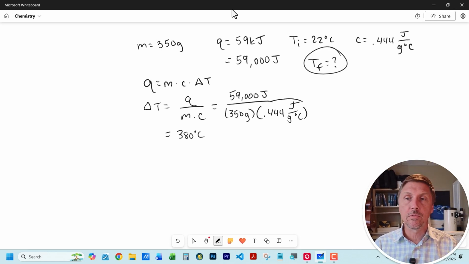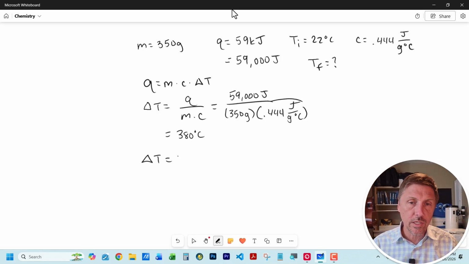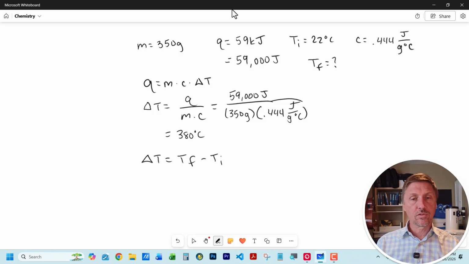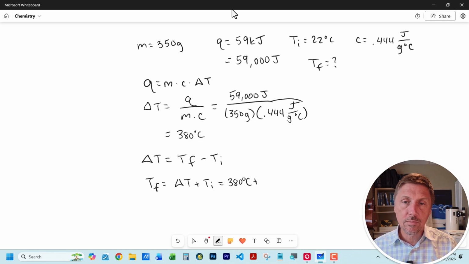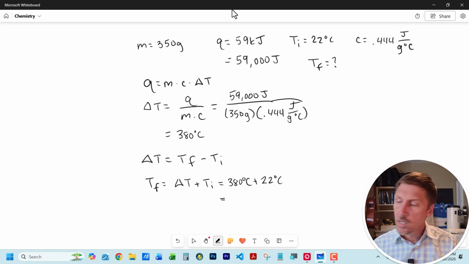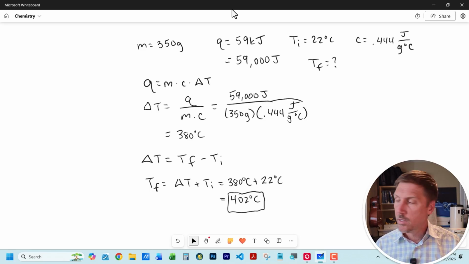All right, that's how much the temperature changed. That's not what we're trying to find, though. We're trying to find the final temperature. So again, what is our change in temperature formula? It says that change in temperature equals final temperature minus the initial temperature. So again, algebraically, if I rearrange that, that says that the final temperature is equal to change in T plus the initial temperature. So plugging in those values, our change in T value is 380 degrees Celsius plus the initial temperature, which they told us was 22 degrees Celsius. And so we get a final value here of 402 degrees Celsius. That is our final temperature.